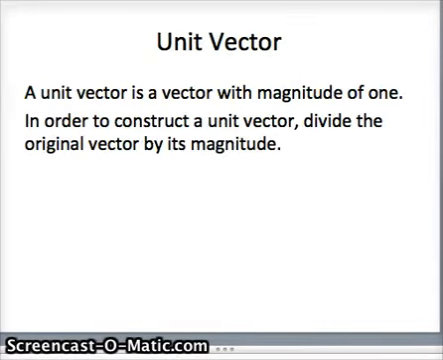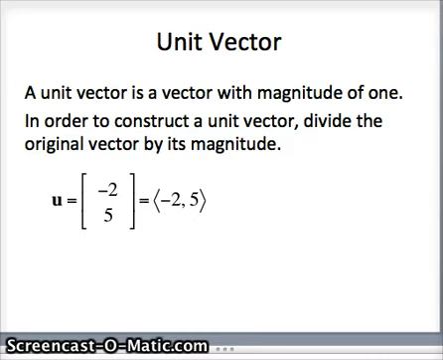Now, we want to talk about unit vectors. So a unit vector has length of 1. If I want to construct a unit vector, I take my original vector and divide it by its magnitude, by its length. And that will indeed result in a vector with length 1. So in this example, we're going to let the vector u be negative 2, 5, written in this form, which is column vector form or angle bracket form. And I want to turn it into a unit vector. I want its length to be 1. I want the same direction, but a different length. All I've got to do is divide by the magnitude.